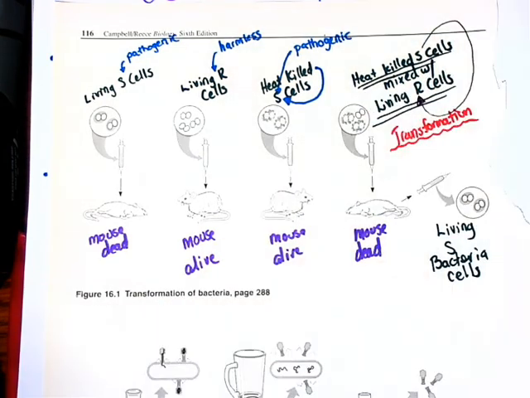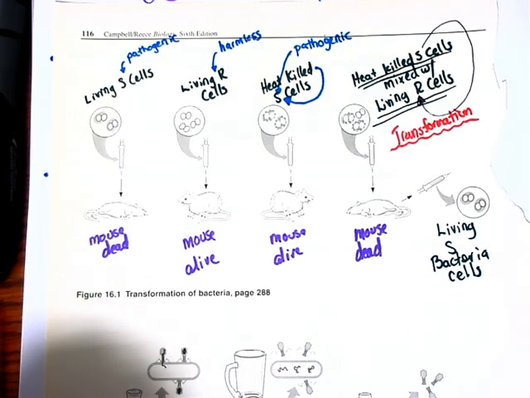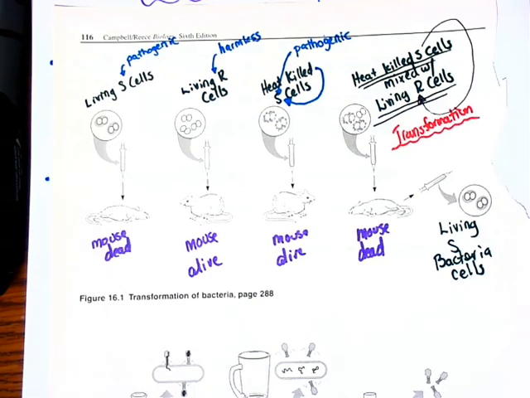You know, to transform something is to obviously change it. So in the transformation experiment, what he was noticing is that the good bacteria were being transformed into bad bacteria because they were absorbing bad DNA.